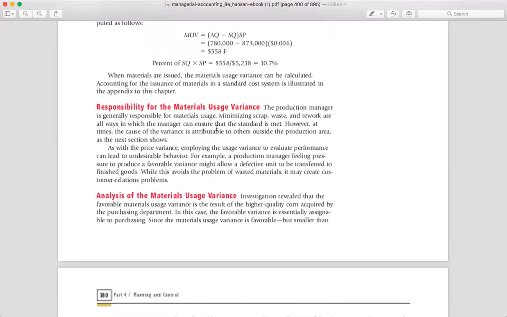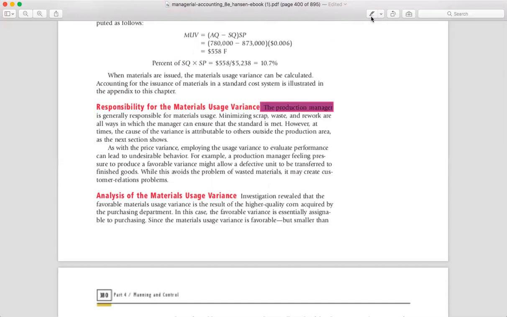Okay, so responsibility. Who's responsible for this one? The production manager. They are responsible for the usage of material, so we have to minimize the waste. Okay, so we have to rework to make sure that the standard is really met.